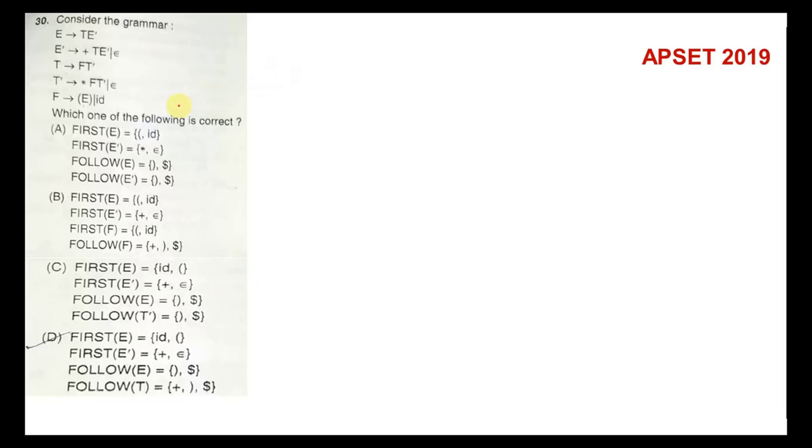First, let us see how to calculate the first of E. We take the root symbol, E. First of E is T. T is a non-terminal, so first of E is the first of T. And first of T is F, which is a non-terminal, so first of T is first of F. First of F is opening bracket and ID, so first of E is opening bracket comma ID.